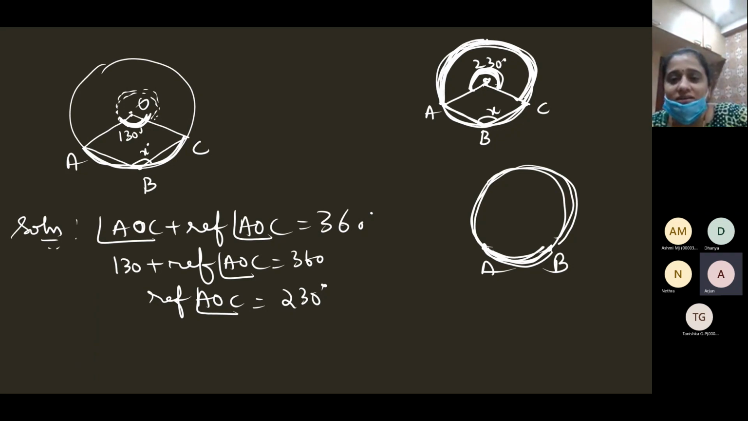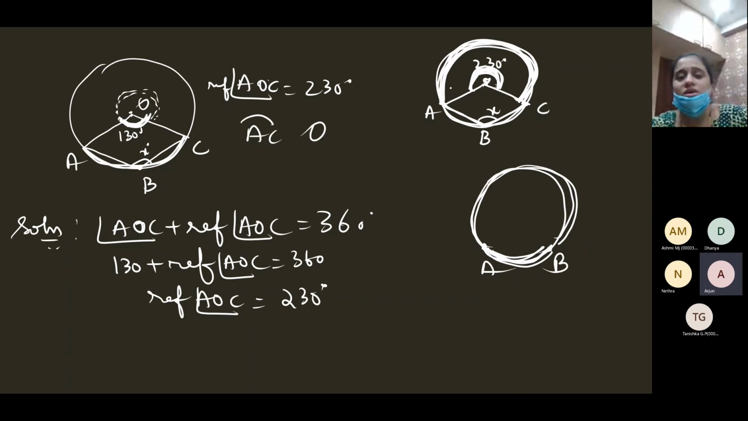This is the arc that subtends this angle at the center. The arc is the major arc AC, and the angle is angle AOC. It's called reflex of angle AOC, which is 230 degrees, made by arc AC at the center O. The same arc AC makes angle ABC, because B should not be on the arc itself. It should be on the remaining part of the circle, and that's where B is.